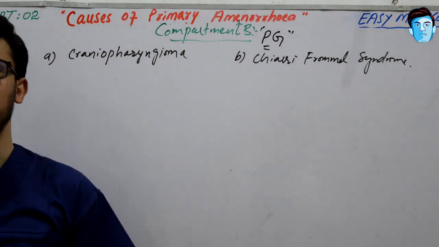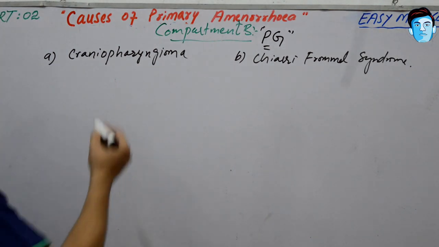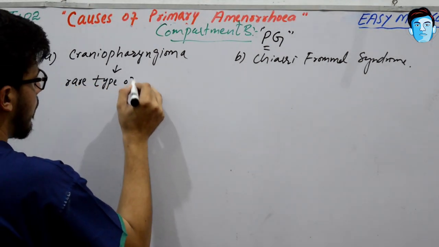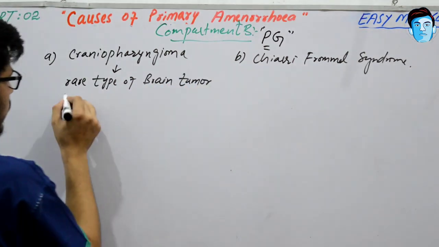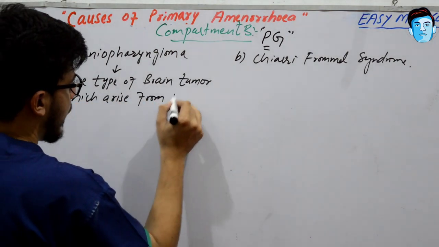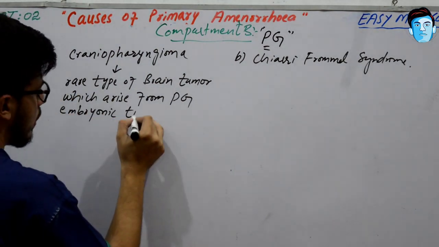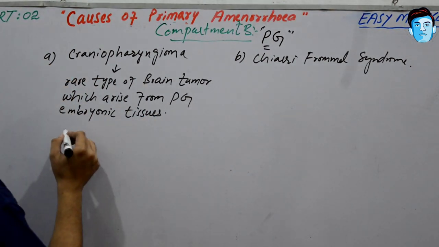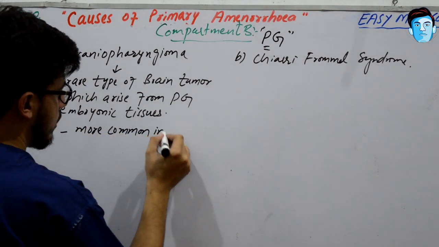It is a rare type of brain tumor which is derived from the pituitary gland embryonic tissues. So, craniopharyngioma is a rare type of brain tumor which arises from pituitary gland embryonic tissues. Craniopharyngioma is more common in children.